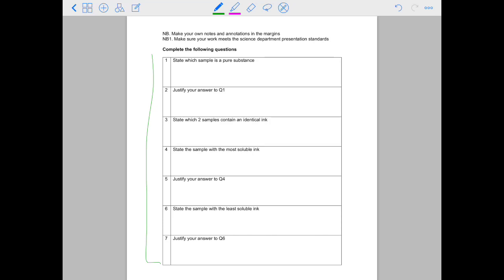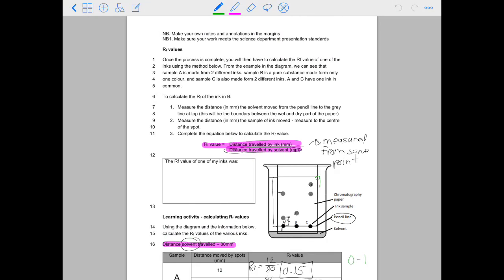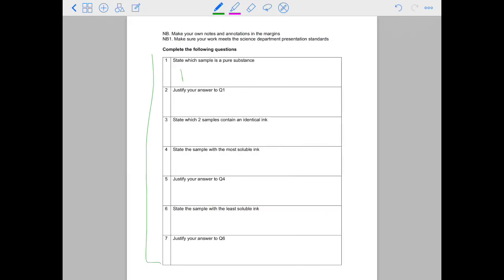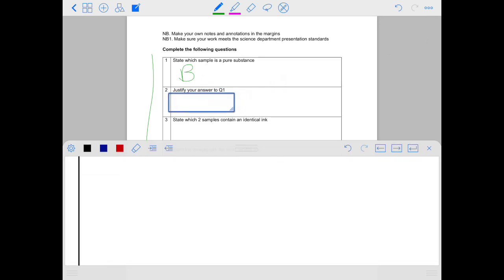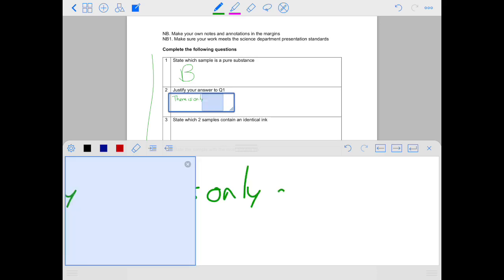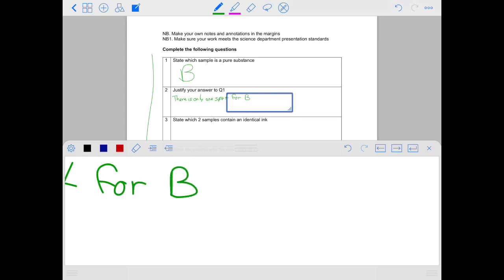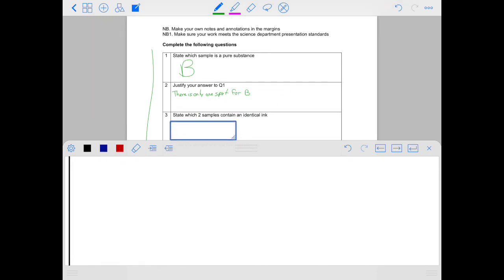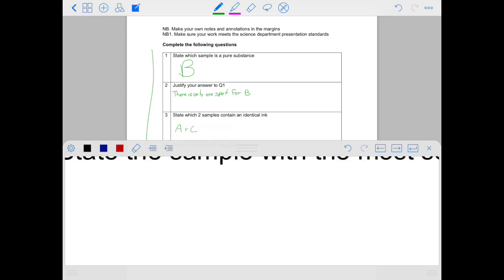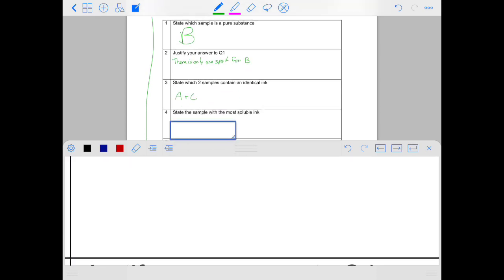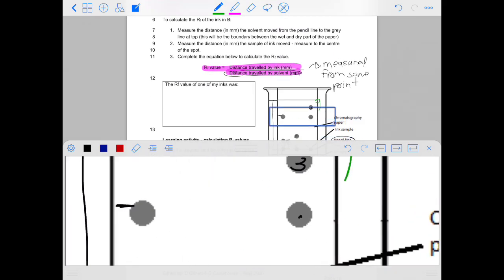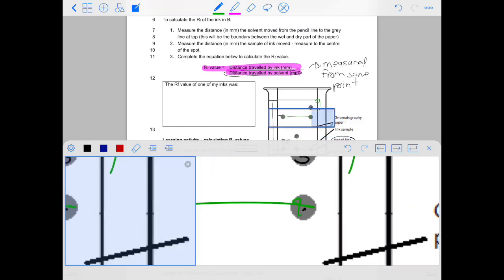So looking back at the chromatograph, which sample is a pure substance? As I said on the last page, a pure substance is if there's only 1 spot, so that would be B. So the answer here is B, and justify your answer. There is only 1 spot for B. 2 samples contain an identical ink, that would be A and C. Again, we know this because there are spots at the same height for A and C.